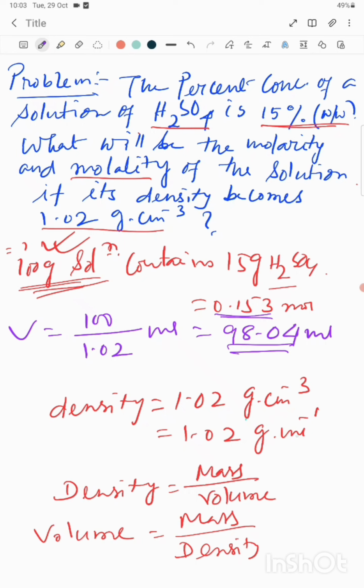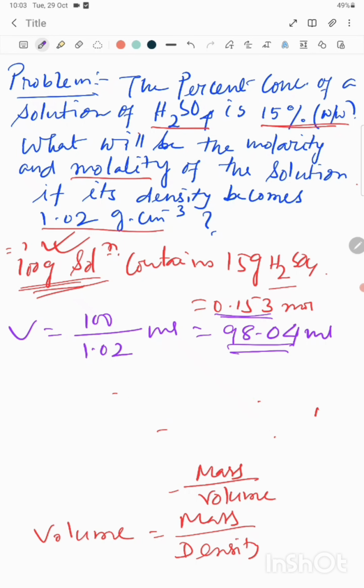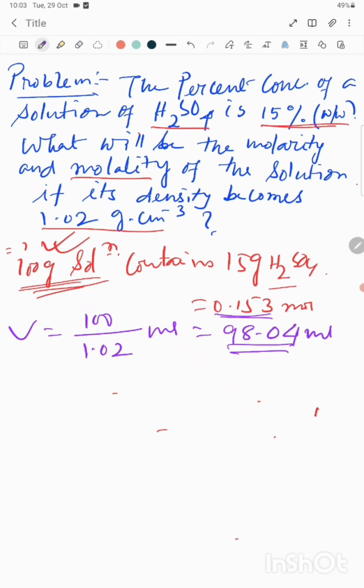If we see the definition, then we can see that the definition tells the number of moles of solute present or dissolved in 1 liter or 1000 ml of solution. So let's calculate that one now. Already we got all the important data. So here volume, already we got this one.